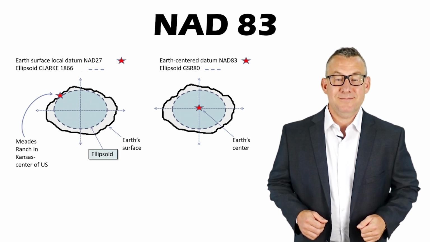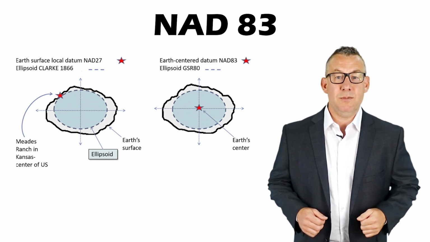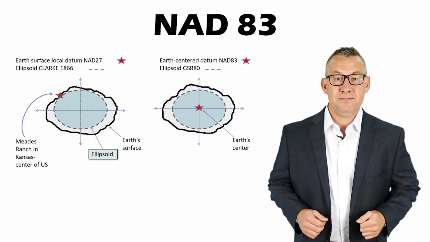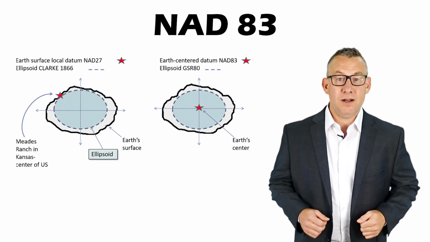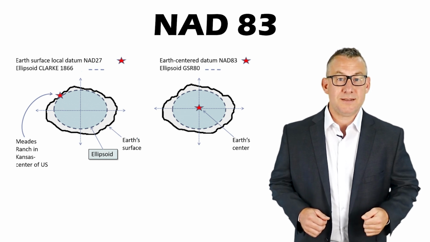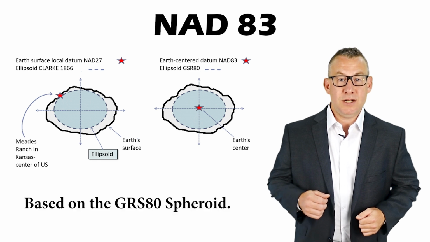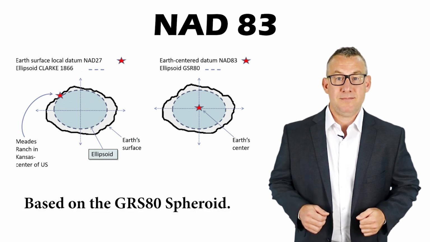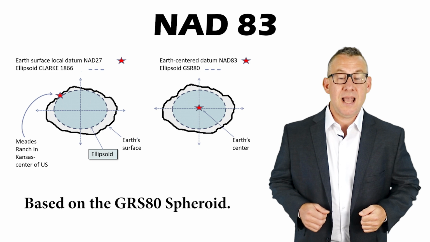NAD 83. NAD 83 is the North American datum of 1983. The NAD 83 datum is currently used in the US. It's based on the GRS 80 spheroid. It's Earth-centered. It fits the United States well.